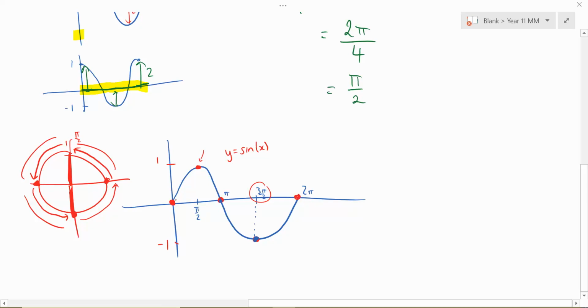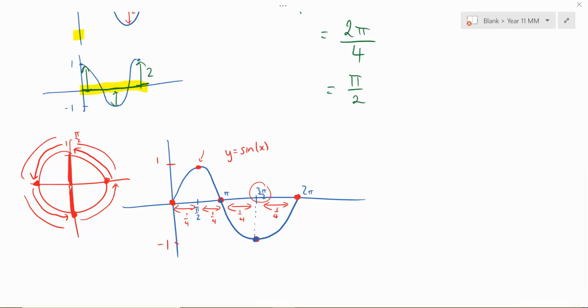So there are 4 special quarters here. You've got 0 to pi on 2, then pi, then 3 pi on 2, and then 2 pi. Actually, I meant 2 pi divided by 4, you know what I mean. So you get your quarters there. Quarter, quarter, quarter, quarter, which is why we call them quarter cycles.